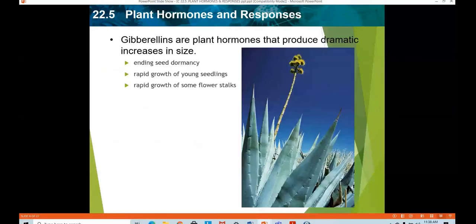So you can also check in this picture, gibberellins are plant hormones that produce dramatic increases in size. This is the example given even in your textbook. It is an agave plant, which only flowers one time. So when the plant is at least 75 years old, gibberellins trigger its flower stalk to shoot up over the course of a year.